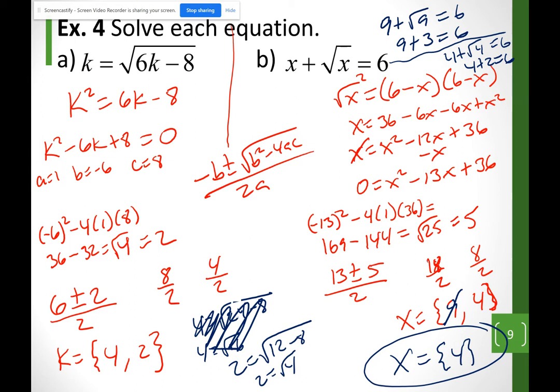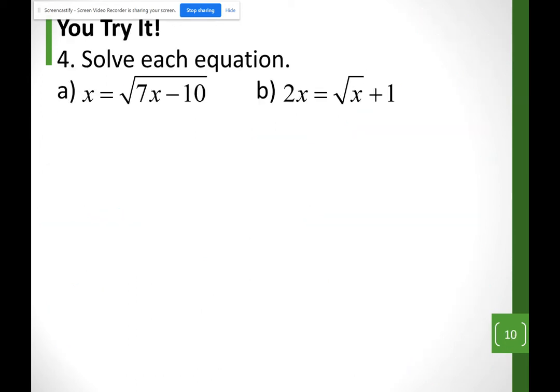Make sure you solve for x using the quadratic equation, but make sure you try them. Make sure that both solutions work. Now, for you guys to try some at home, this is what you guys should have. Make sure in example B, the square root is by itself. Make sure you subtract the 1 first before you square each side, and you should end up getting those answers.